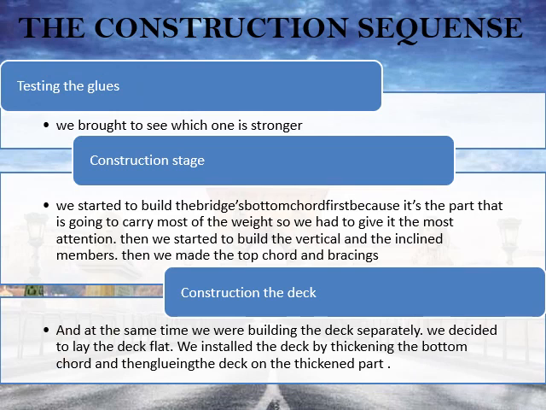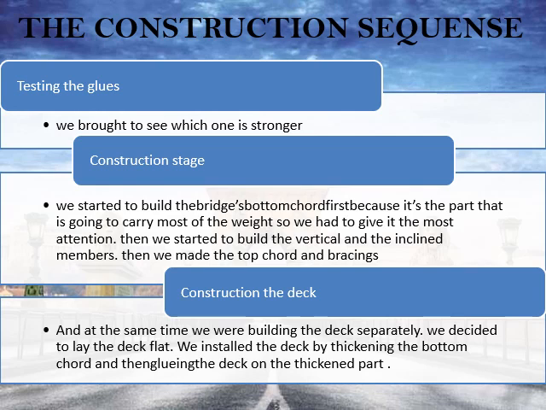Then comes the construction part. The first thing we did was testing the glues we had bought to see which one is stronger. Then we started to build the bridge's bottom chord first, because it's the part that is going to carry most of the weight, so we had to give it the most attention. Then we started to build the vertical and the inclined members. Then we made the top chord and the bracing. Then we made several layers of these parts to make it much stronger.